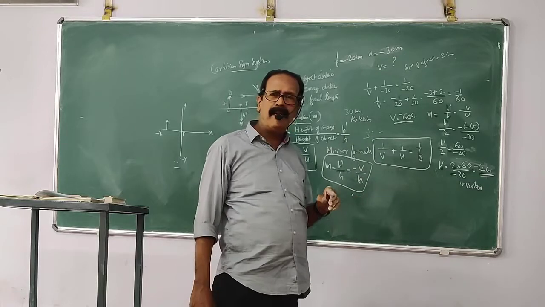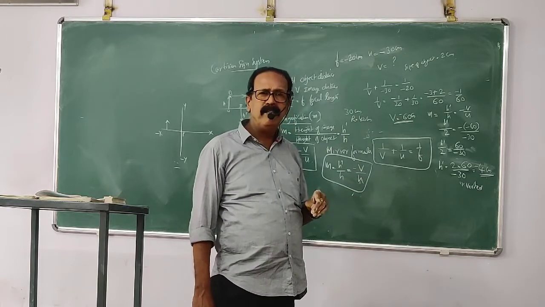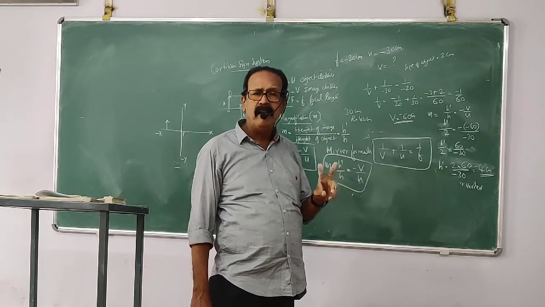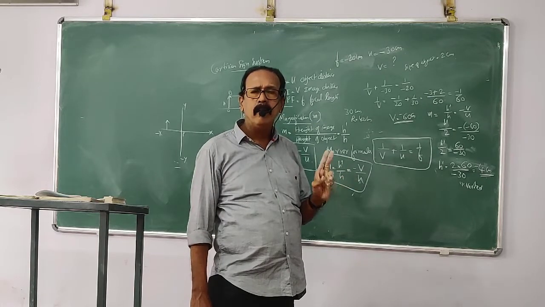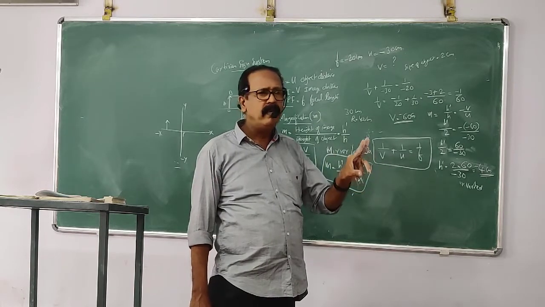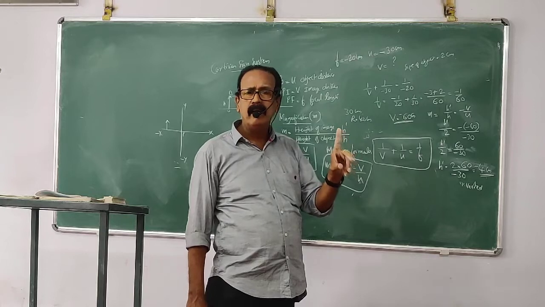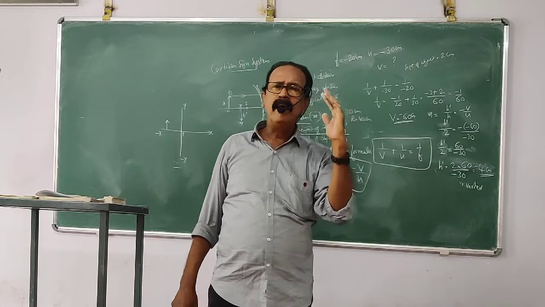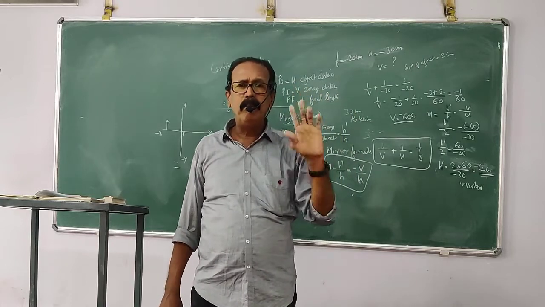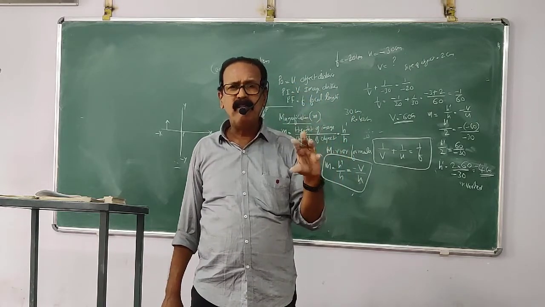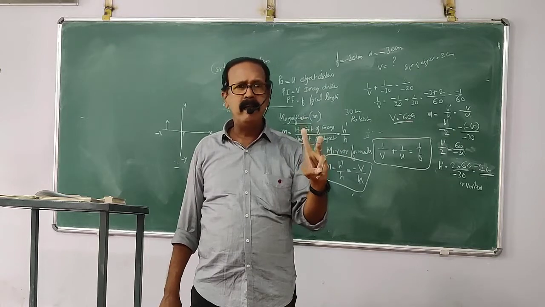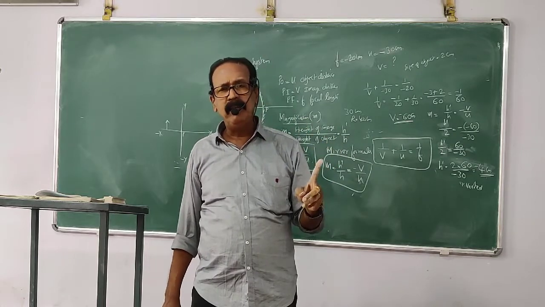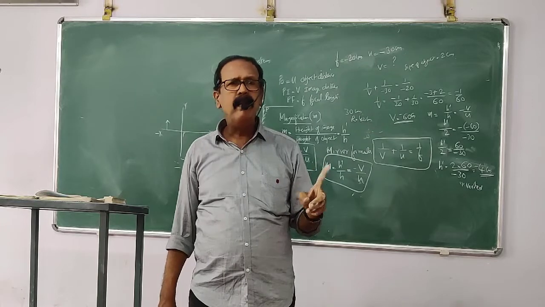Always, magnification negative means the image is real and inverted. Magnification positive means the image is virtual and erect. When you are getting an erect image behind the mirror, always the magnification will be positive. Magnification positive means image is virtual and erect. Magnification negative means image is real and inverted.